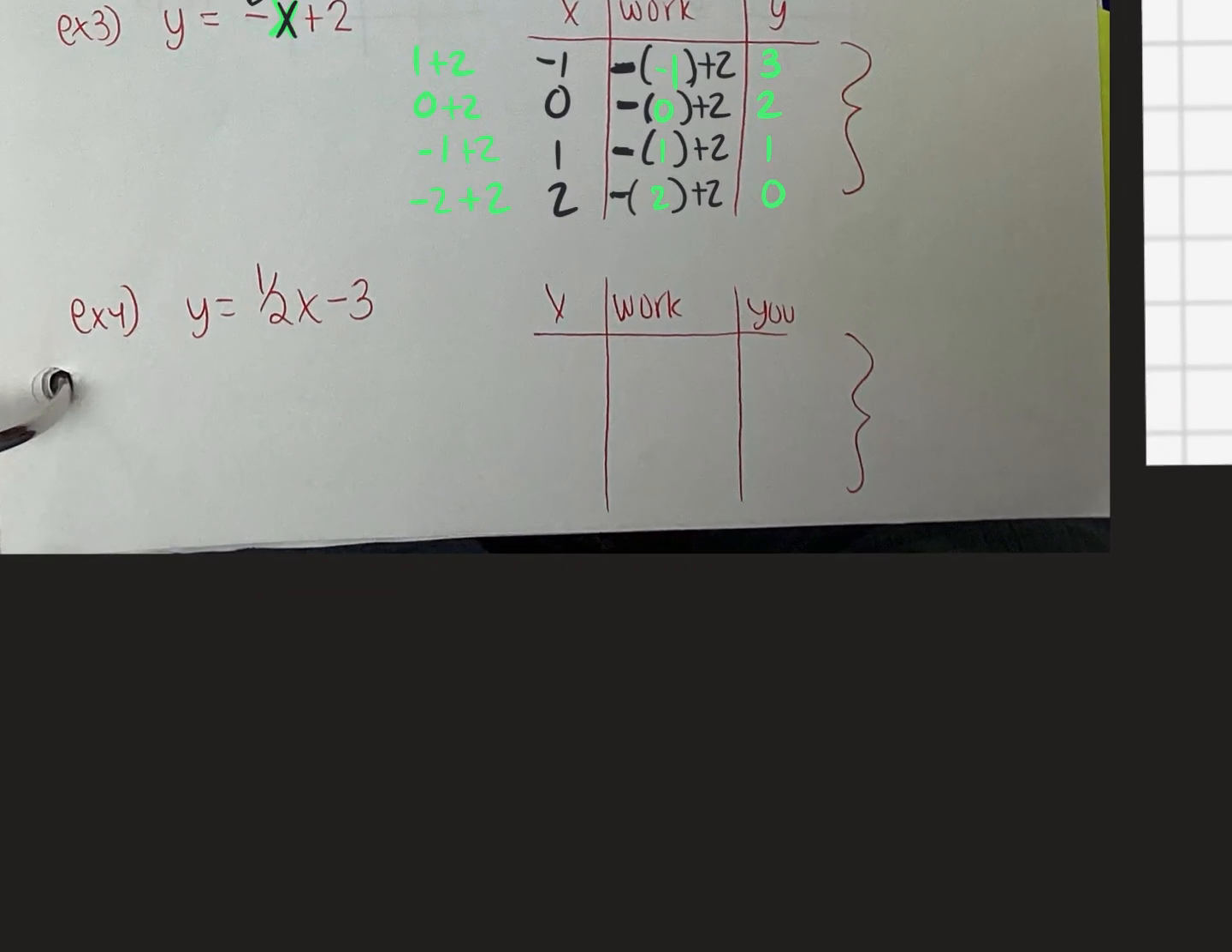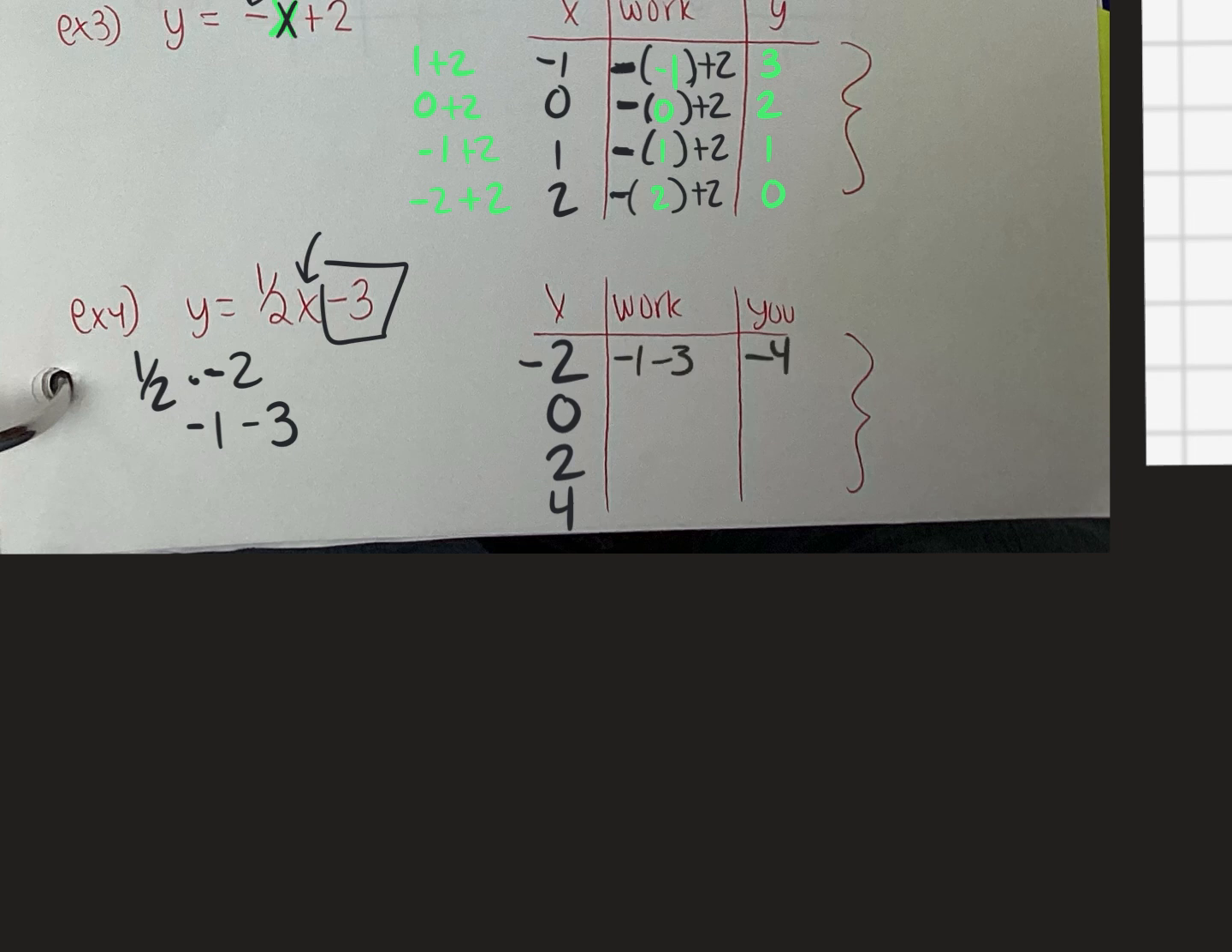Okay, number 4. This time I want you to pick numbers that are easy to take a half of. So let's pick negative 2, let's pick 0, let's pick 2, and let's pick 4. Let's pick even numbers because then I don't get any decimals. So 1/2 of a negative 2. That is negative 1. Then I still have this minus 3. So negative 1 minus 3, same signs, find the sum, then think bigger.